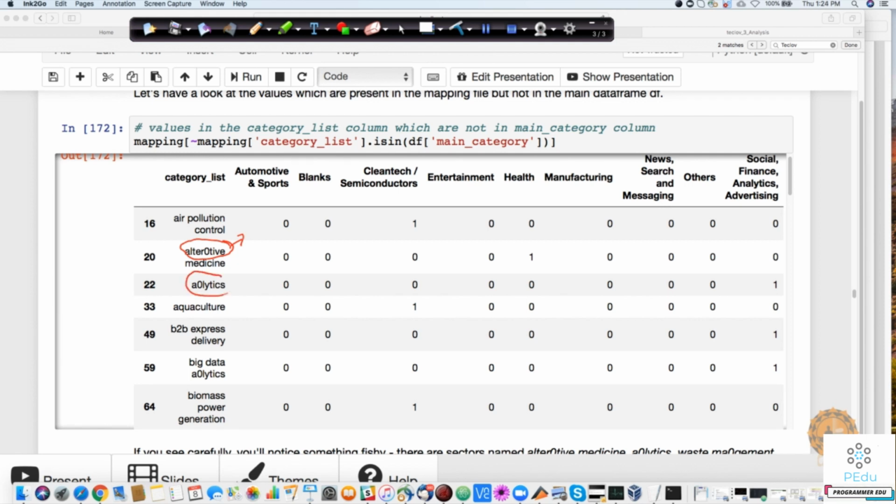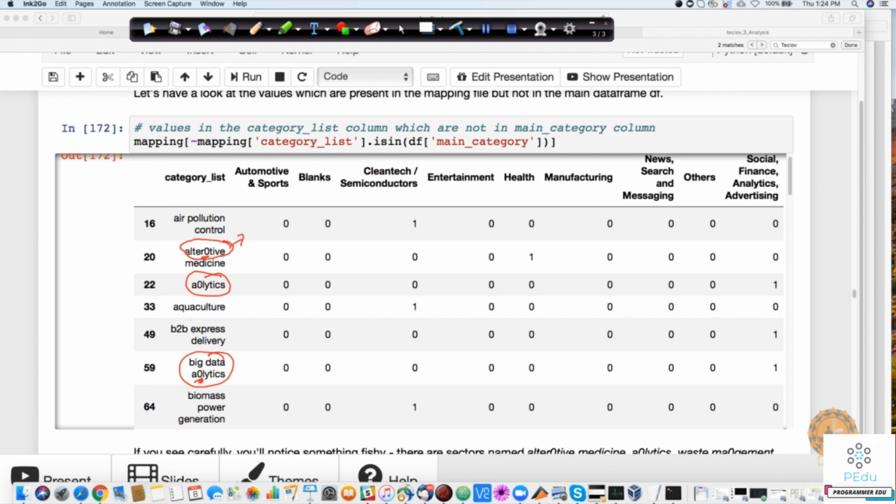Similarly, here also it is A0 latex, but from our English language, it looks like it should be analytics. Similarly, you can notice for big data analytics, right? So notice this 0 and so on. So you would notice something weird. That means there are some parts where we have wrong values being inputted.